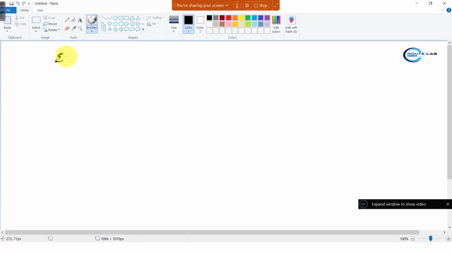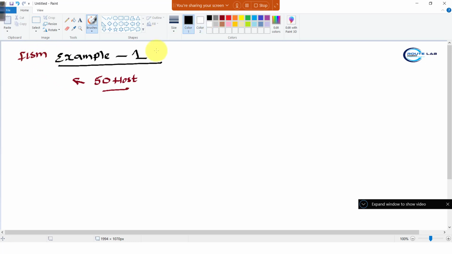Here is example 1. Okay, with the requirement of, let's say, 50 hosts, by using the method of FLSM. So the first thing, my requirement here is 50 hosts, right?